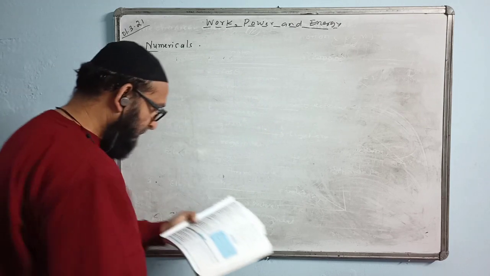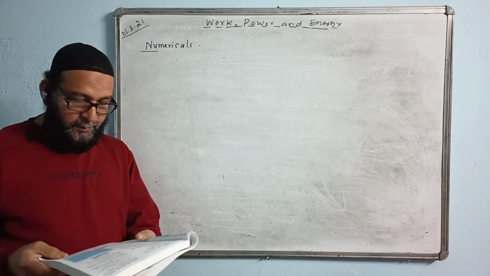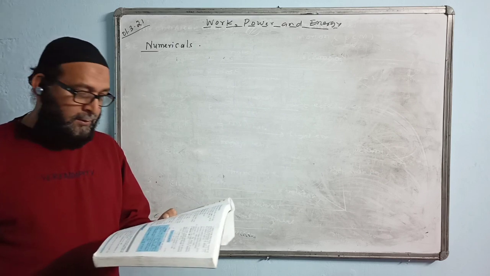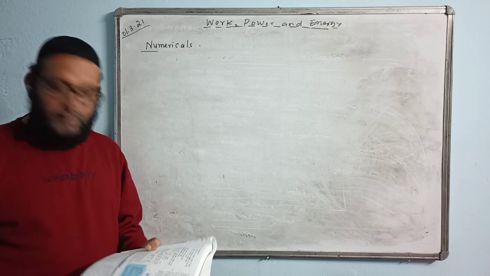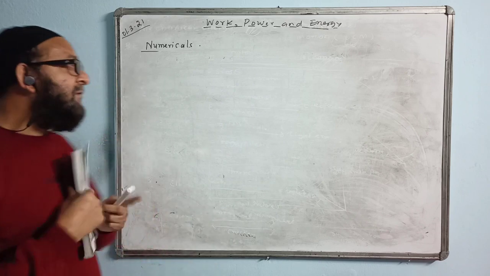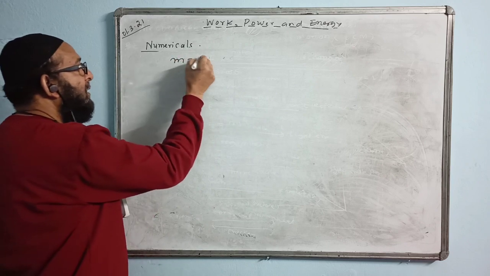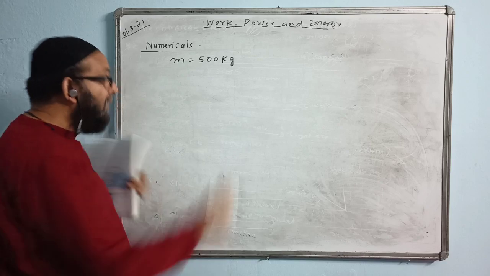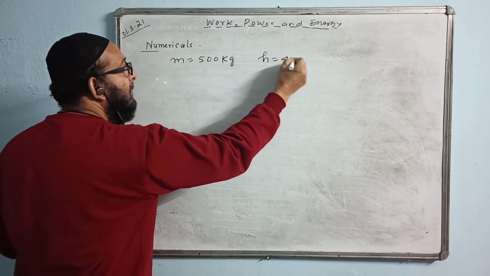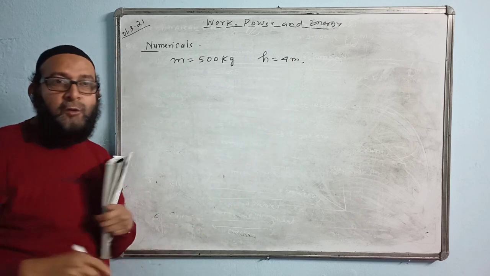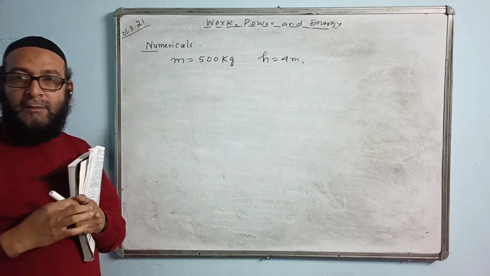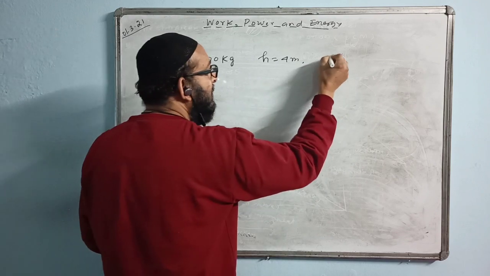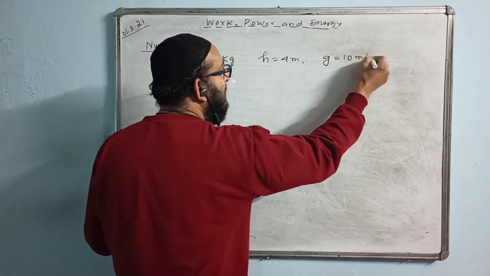Question number 1 says, a crane pulls up a car of mass 500 kg to a vertical height of 4 meters. Calculate the work done by the crane. In the question, mass is given 500 kg. Vertical height is 4 meters. The g value will be given in the question, either 10 or 9.8. Whatever is given, we will use that. If not, you will take 10. So g value is given 10 meters per second square.